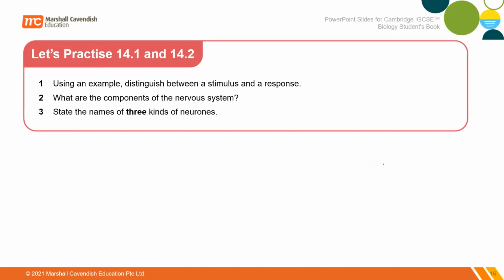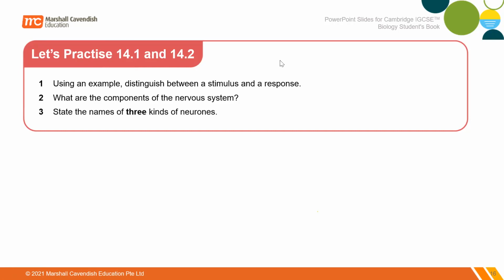Using an example, distinguish between a stimulus and response. So what do you think? By using an example, could you please distinguish between stimulus and response? Yes, of course. For example, if there is a nail in the ground, the nail is a stimulus, because it causes the body to take an action against it. If someone steps on the nail, then the nail is the stimulus, and the response will come from the body, where he will move his foot away from the nail so that he doesn't hurt his foot. So that's the response. Okay. Perfect.